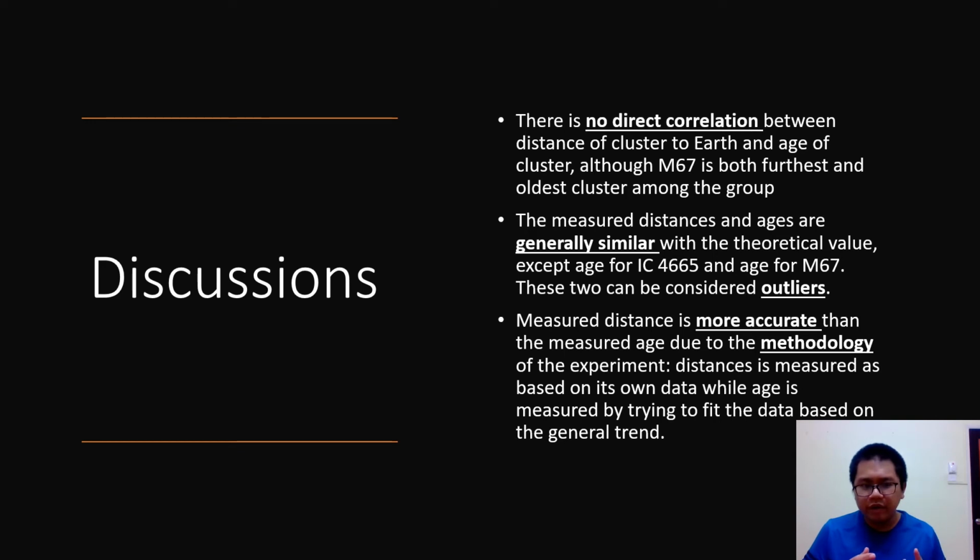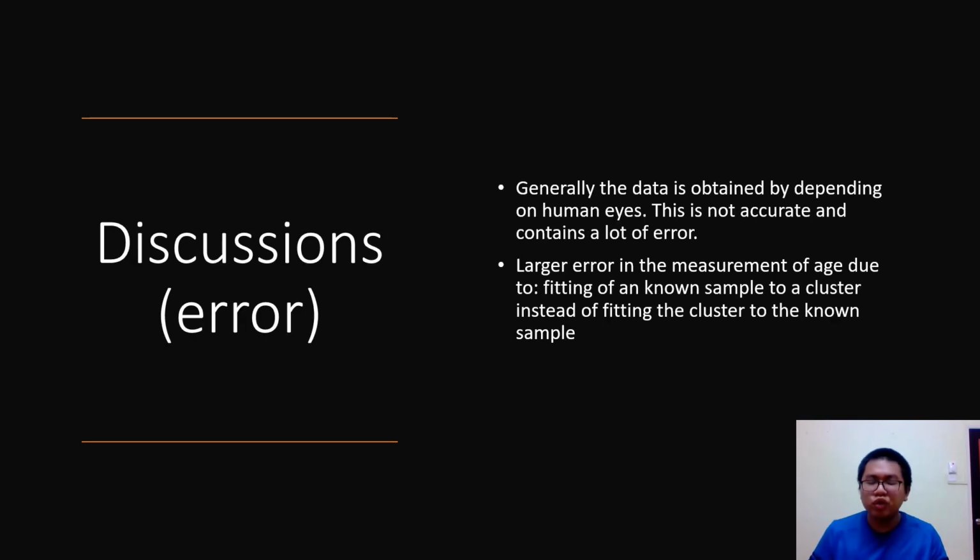Now in terms of the difference between measured and the theoretical value, we see that it's generally similar, except for the age for IC465 and M67. These two we consider as outliers, and the reason is the methodology of how we measure the age. This will be discussed more in the error part in the next slide. Also in this experiment, we see that the major error comes from the methodology itself. The way we are getting the data is that we are relying on human eyes and human perception, which is very inaccurate and contains a lot of error.